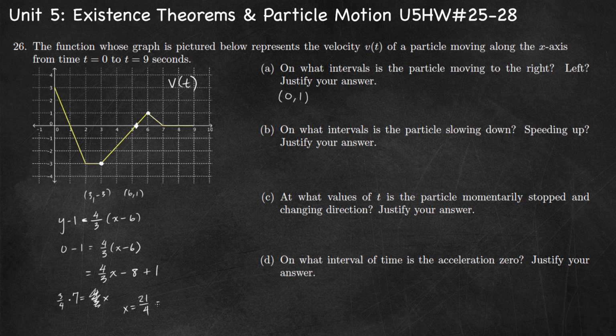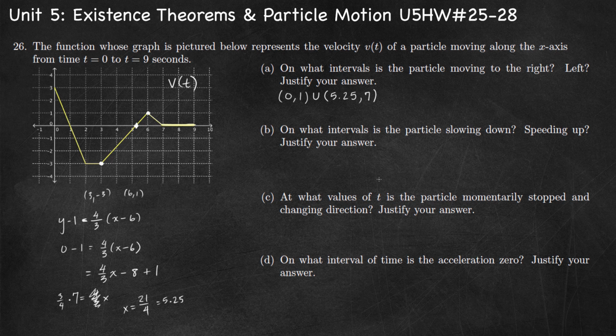Okay, that's 5.25. So again, we are looking to see where the particle is moving right. So that's where velocity is positive. It's positive from 0 to 1, and then from 5.25 to 7. Might be a little hard to see here, but between 7 and 9, the graph is just sitting on the x-axis like so.